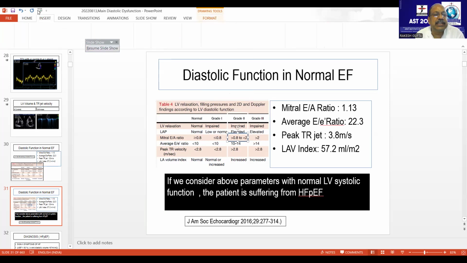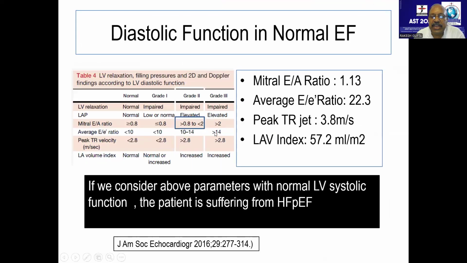So let me insert another pocket. I'll show you this. So the second comes more than 14 over here. That's 22.3. TR jet velocity 3.8. It could be 1, 2 or 3. And LA volume index is increased in both of these things. So at least what we are dealing with is grade 2 diastolic dysfunction with raised LA volume index. Is that clear or not clear at this point?